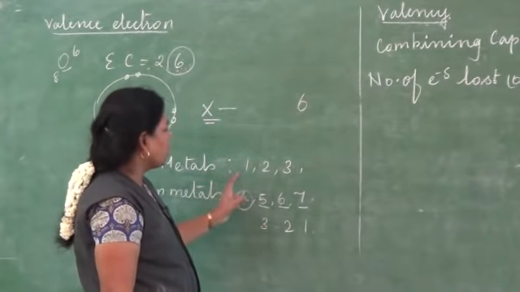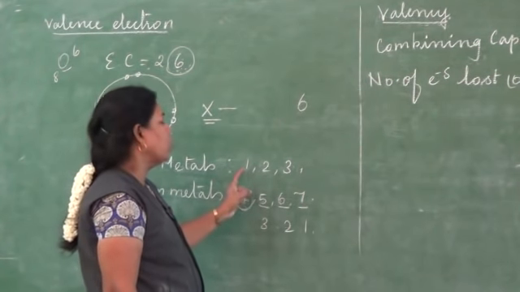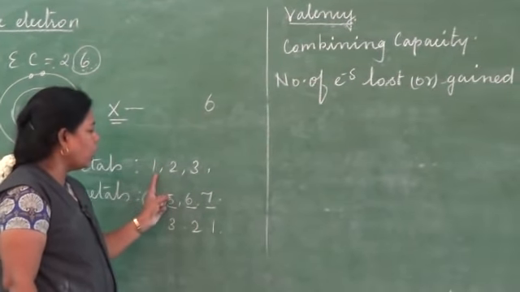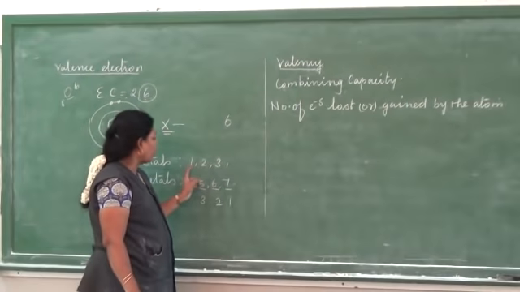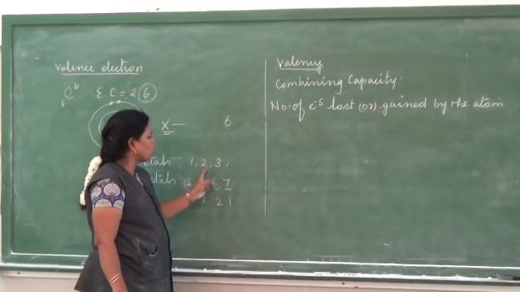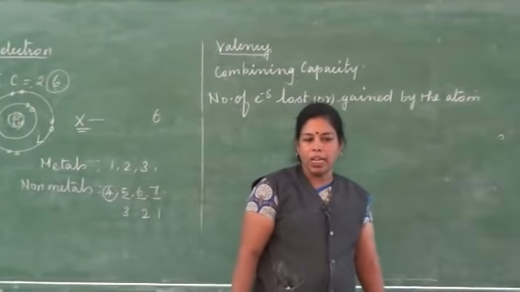For the case of metals, for making the outermost shell 8, they will readily lose 1, 2 or 3 electrons from the valence shell. So the valency of metals is 1, 2 or 3. Some elements show variable valency.